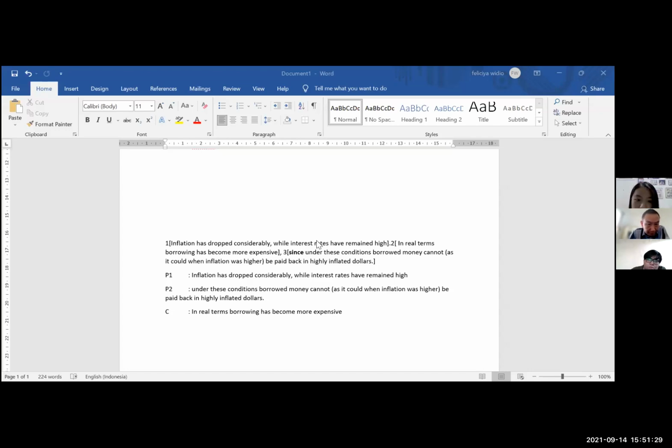Can you see it? Yes. So premise one is sentence one in bracket one: inflation has dropped considerably while interest rates have remained high. And premise two is here because it's "since", so it becomes premise. Correct. And then the conclusion is the second sentence in the second bracket. Yes, this is actually difficult. You're correct. Very good, Alicia.